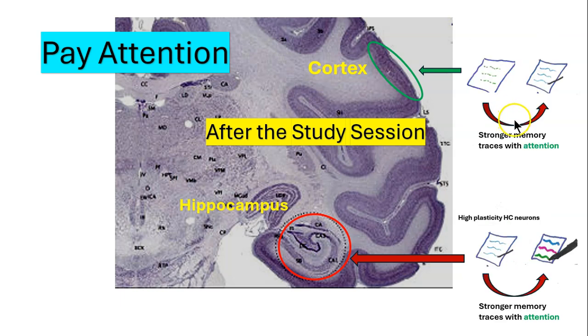We can use our icons here. If we were not paying attention up in the cortex, we'd have a really weak memory trace in the cortex, but since we were paying attention, it's a bit stronger, and likewise in the hippocampus. Now you'll notice the hippocampal memory trace has a lot of ink there. It's seen to be very strong, and that's to reflect the fact that hippocampal neurons have high plasticity, so they're really good at strengthening synapses with one learning episode, better than cortical neurons. So cortical neurons have lower plasticity, so the cortical memory trace is weaker at this time relative to the hippocampal memory trace.